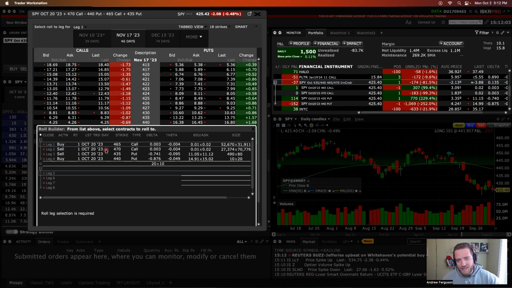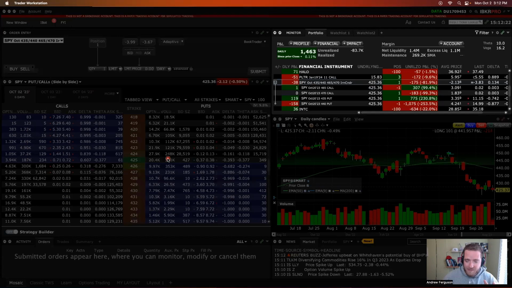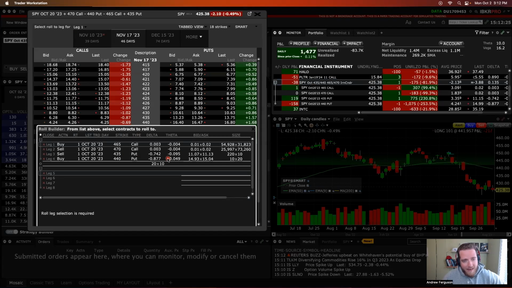Now, we want to do the exact same thing and just set up another iron condor for the November 17th expiration date, but we cannot use the same strike prices because the stock price has gone down so far. It's currently down at 425. We have to go lower. We have to lower our strike prices on the put side and lower them on the call side in order to make this a credit spread. Otherwise, we'll end up in a debit spread. You don't want that, but I'll show you how to check that in a second.